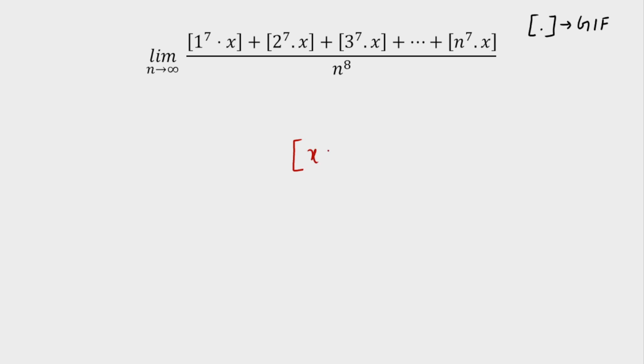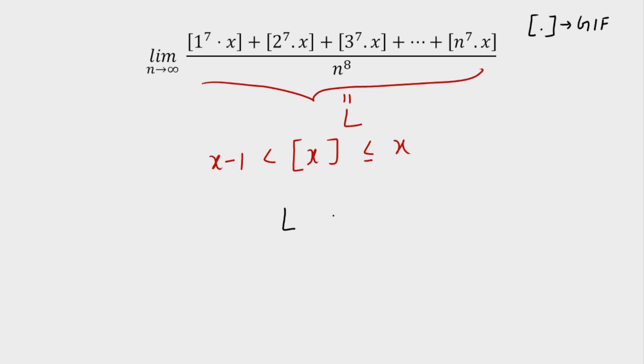So [x] in general is less than or equal to x and greater than x minus 1, and this is valid for any real number. Now let's say this whole expression is equal to a value capital L. Now I'm going to approximate this and apply the same thing. So let's say the whole value L, before taking the limit.